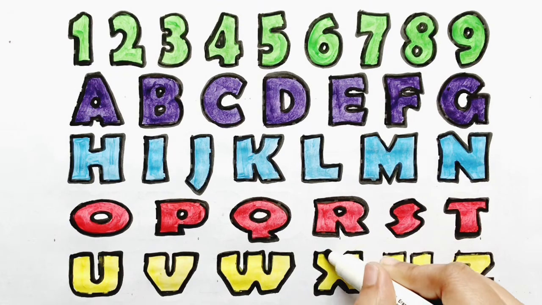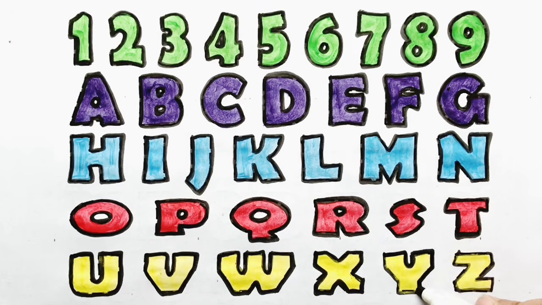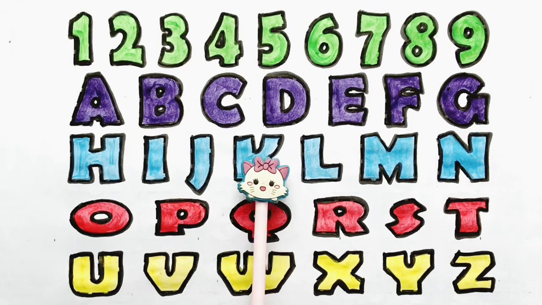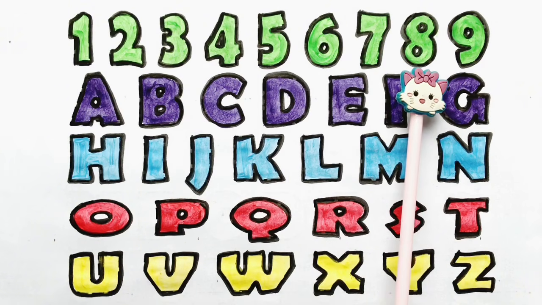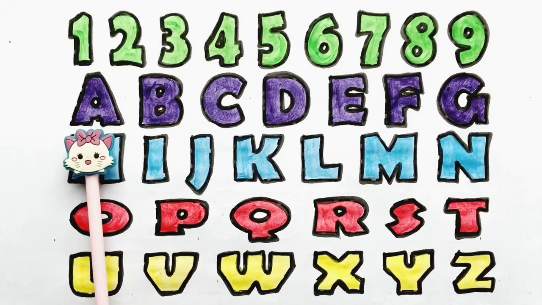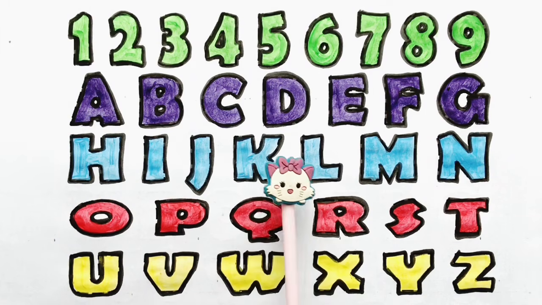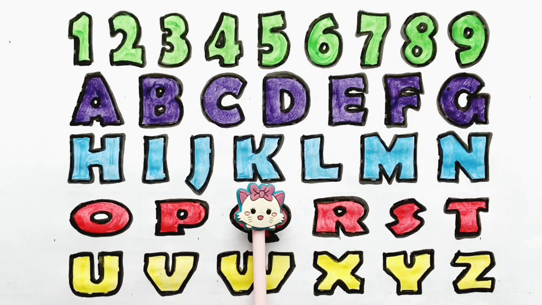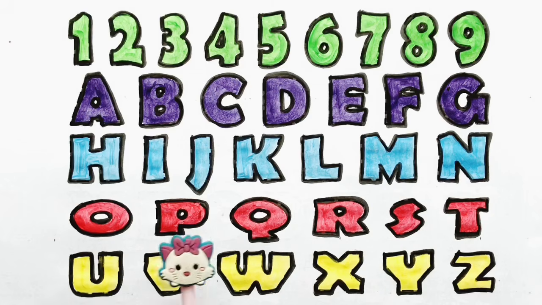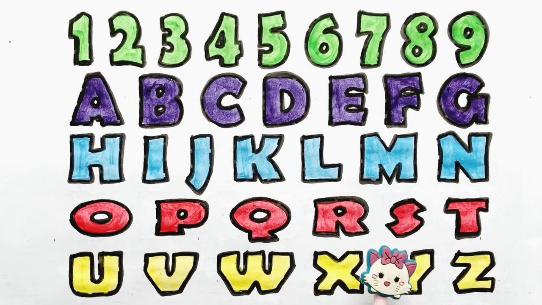Apple, angel, address, animal, answer, April, autumn, ambulance. Let's repeat and learn. Number 1, 2, 3, 4, 5, 6, 7, 8 and 9. Lowercase letter A, B, C, D, E, F, G, H, I, J, K, L, M, N, O, P, Q, R, S, T, U, V, W, X, Y and Z.